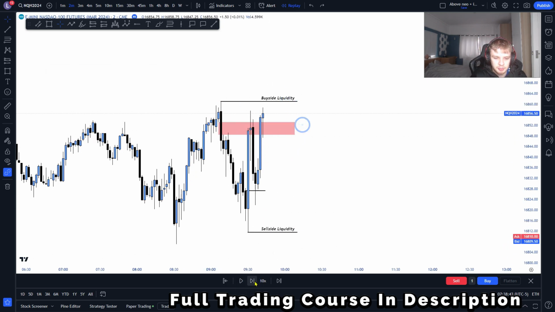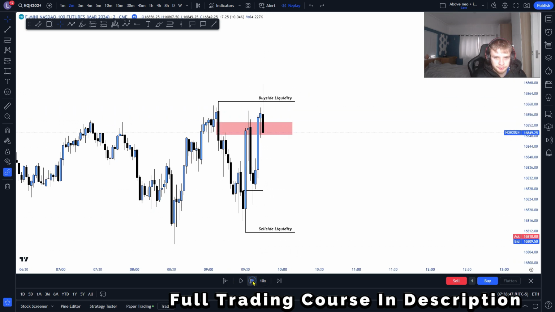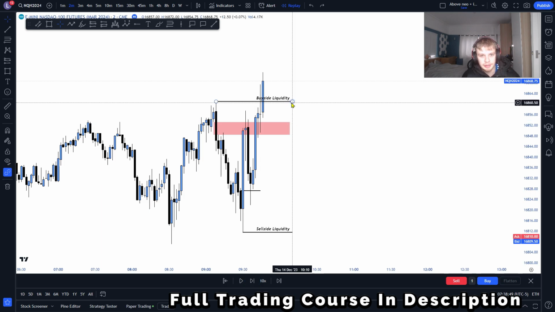So if this 2-minute candle got inversed, I then know that price action is most likely going to want to go for this buy side liquidity. As we can see here, we've inversed this 2-minute fair value gap. We have taken this buy side liquidity now.